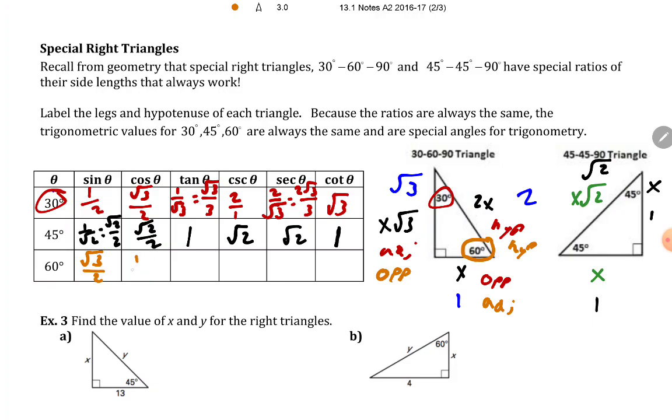So this is square root of 3 over 2. This is 1/2. Tangent is going to be square root of 3 this time, because this is square root of 3 over 1. Cosecant and secant are going to switch. So this is going to be 2 times the square root of 3 over 3. And this is going to be 2 over 1, so 2. And then cotangent is going to be square root of 3 over 3.